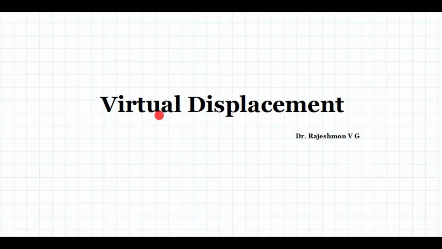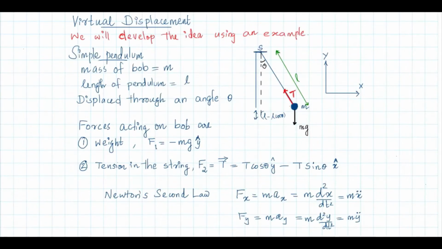Today, we will discuss virtual displacement. I will explain this concept using a simple example, one that is familiar to you: the simple pendulum. A simple pendulum consists of a bob of mass m attached to a string of length L.